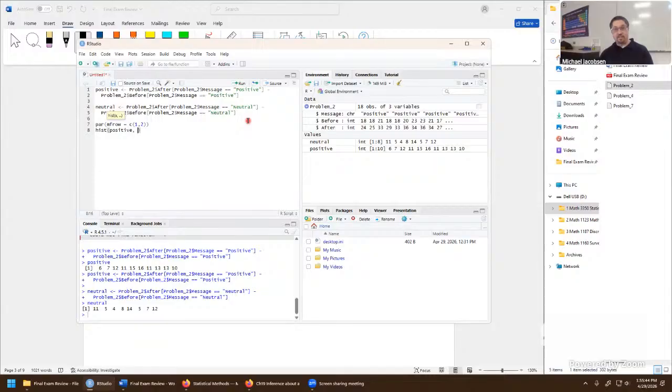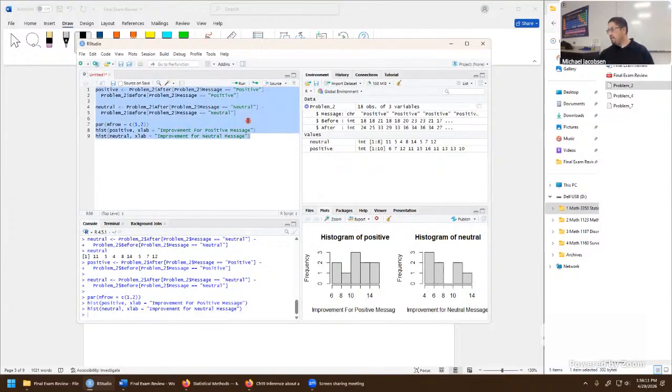Type out hist, positive. And the X label is going to be improvement for positive message. We might have to shorten that up if it's too long. Go hist, neutral. X label will be improvement for neutral message. And there they are. We have two side-by-side histograms.